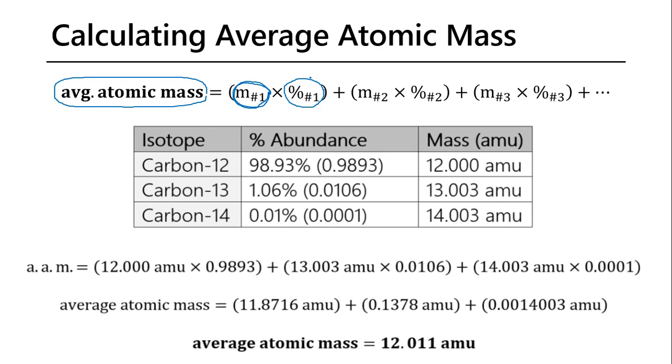So the first trick is to look at your percentages. Your percentages should add up to 100%, like these do. 98.93 plus 1.06 plus 0.01 should give me 100%. Okay, so if I know this percentage and this percentage, and I subtract those out of 100%, whatever's left should be this percentage here. So I can find that. Okay, so that's good. I'm not stuck with having to figure that one out.